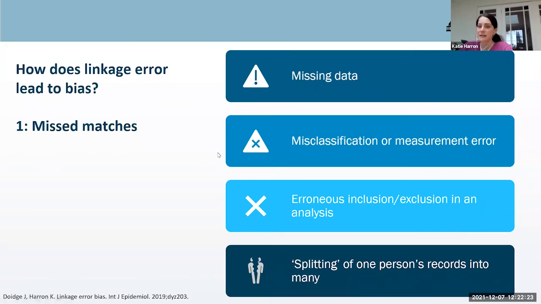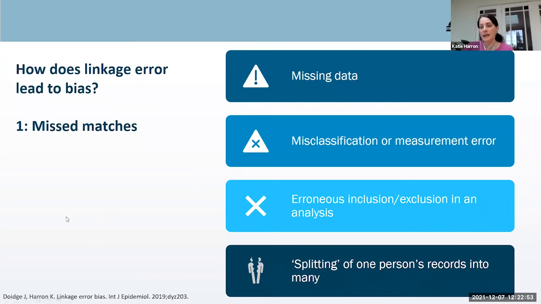Secondly, mismatches can lead to misclassification or measurement error. For example, if we were linking to a mortality record, but we missed the link, we would misclassify an individual who has died as having survived. And thirdly, if we're linking to, for example, a disease registry in order to define our population of interest, the records that we want to analyse, we might erroneously exclude or include someone who we were unable to link.